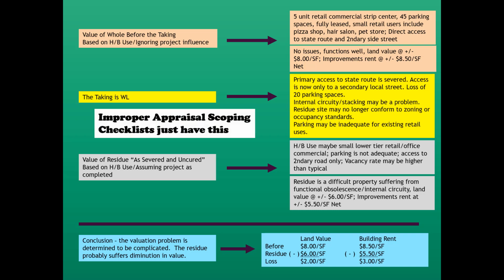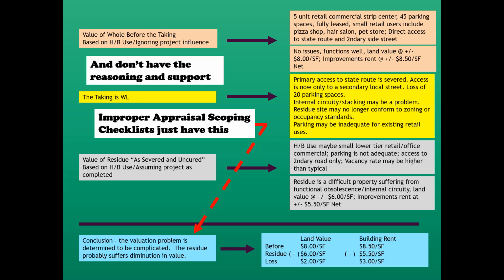An improper appraisal scoping checklist would just conclude this, that the valuation problem is complicated. What checklists need is the reasoning and support, which is outlined in those red dashed lines.